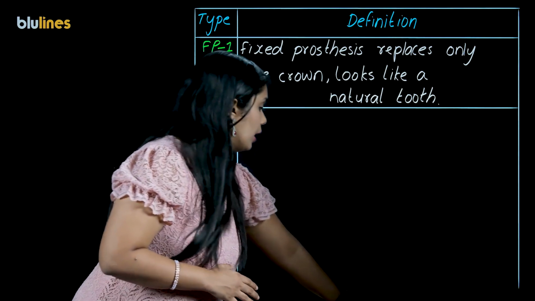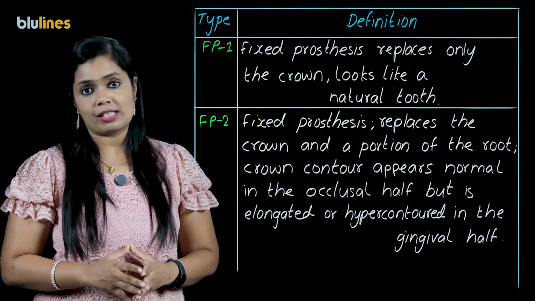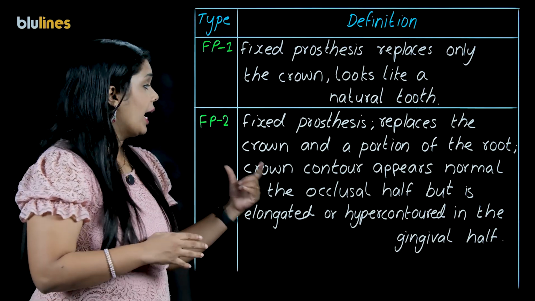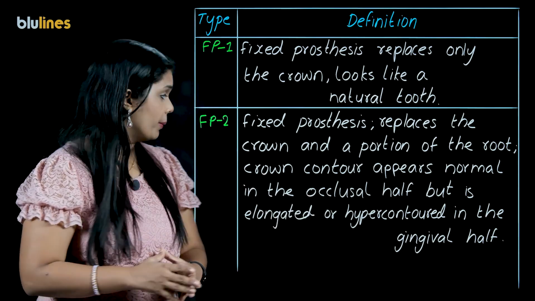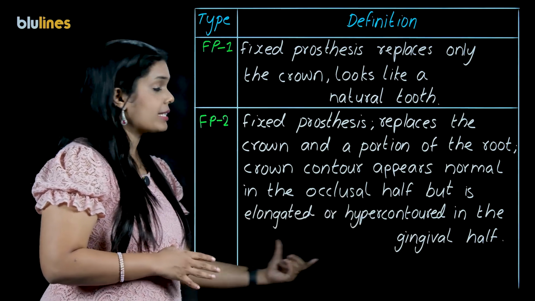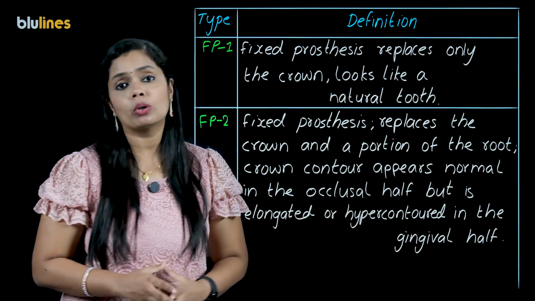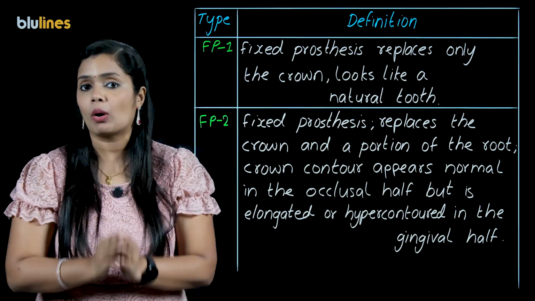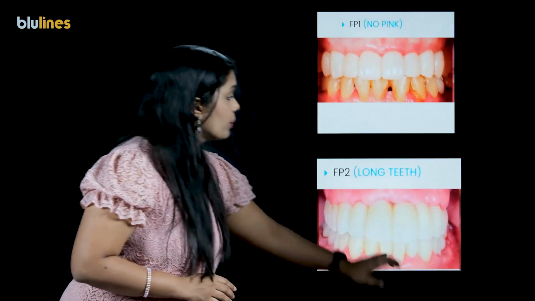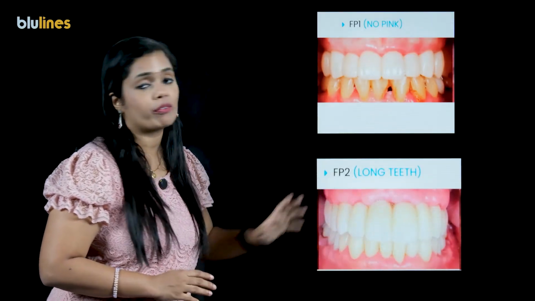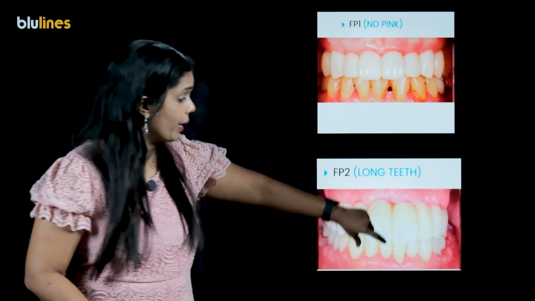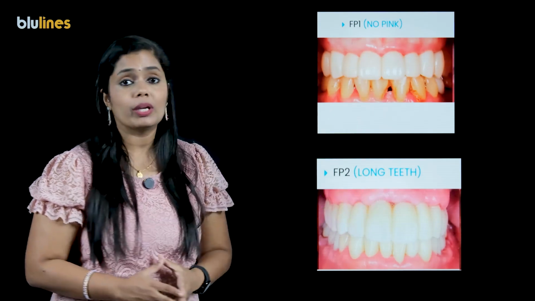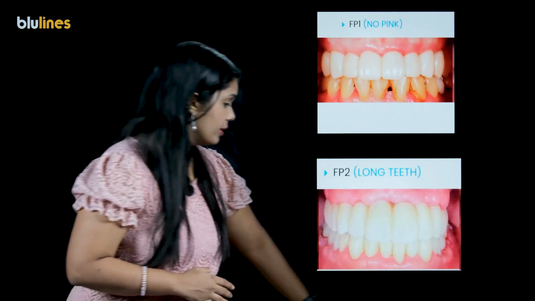natural tooth. And FP2 prosthesis means it is replacing the crown as well as a portion of the root, and the crown contour will appear normal in the occlusal half, but it is elongated or has a hyper contoured appearance in the gingival half. That is, in FP1 it is replacing only the crown of the tooth, whereas in FP2 it will replace the crown as well as a small portion of gingiva. So the tooth will appear elongated. FP1 will appear as a normal tooth, whereas FP2 will have an elongated appearance.